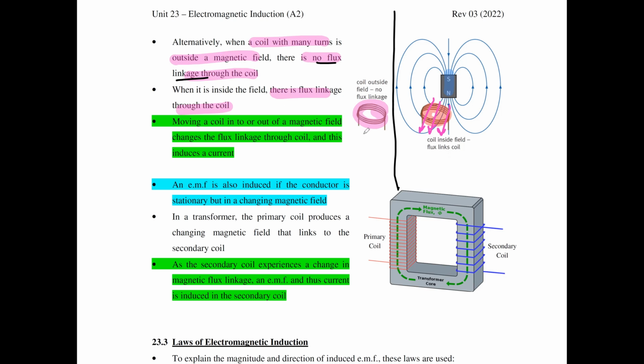So what happens now is that if you move your coil in and out of the magnetic field, or move your magnetic field in and out of the coil, this changes the flux linkage through the coil, and this induces a current too. So here, rather than relating to flux cutting, which causes induced current, you relate it to changes in flux linkage that cause the induced current. So both cases will give you an induced current, either through flux cutting or through flux linkage change.